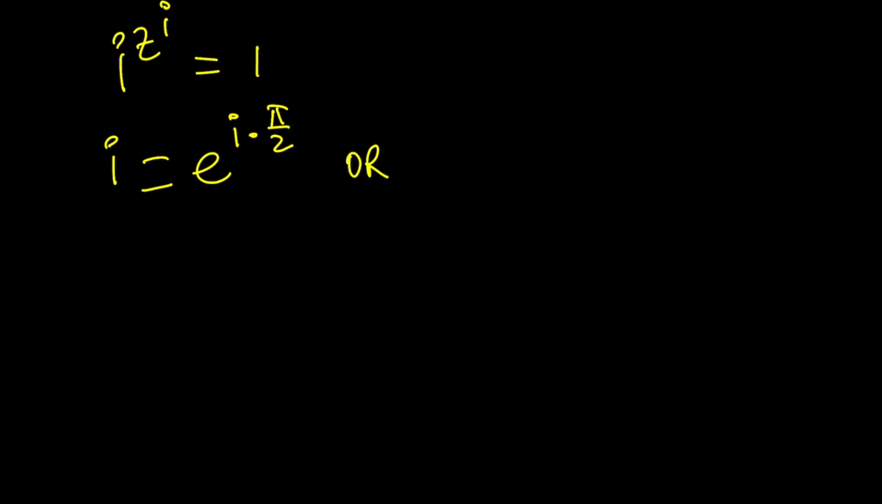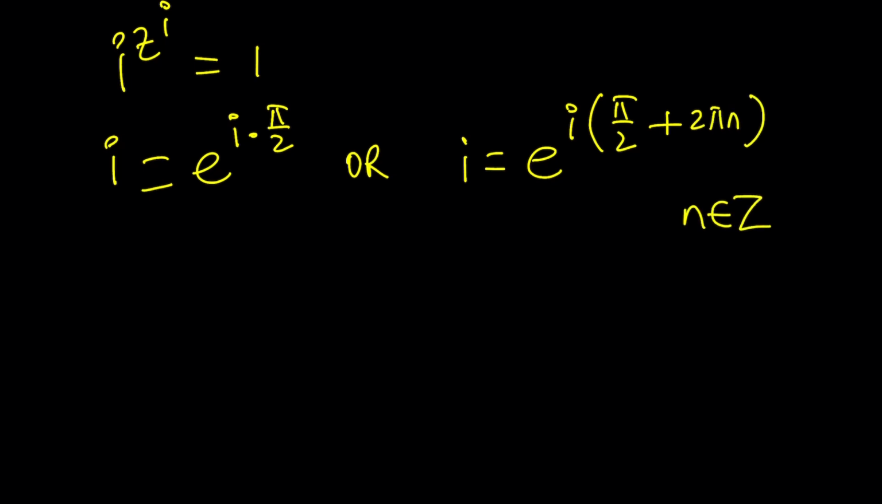Anyway, so we have i to the power z to the power i equals 1, and let's see how we can solve for z. Now, we're going to start by replacing i, the very bottom i, by e to the power i times pi over 2, because that's basically the polar version, thanks to Euler. But we can also write this in a more general form as e to the power i times (pi over 2 plus 2 pi n), where n is an integer.